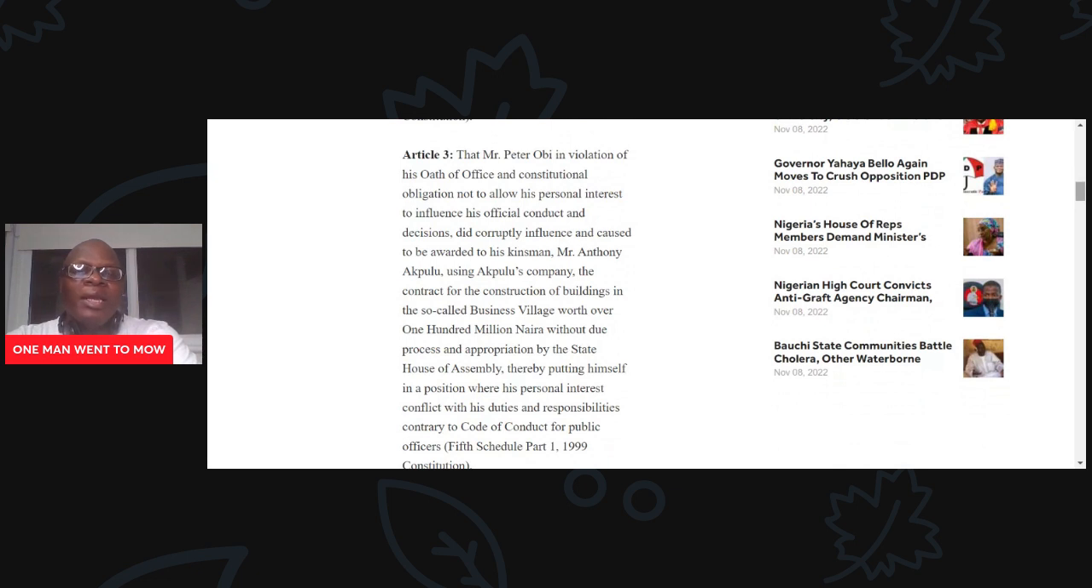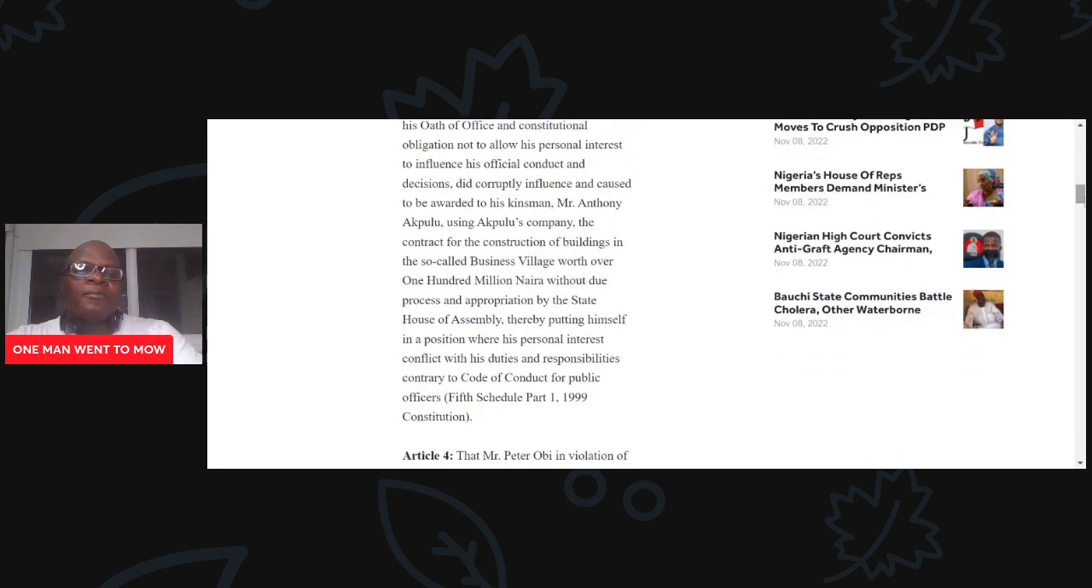Article 3, that Mr. Peter Obi, in violation of his oath of office and constitutional obligation, not to allow his personal interest influence his official conduct and decisions. So the word corruptly seems to be recurring a lot.